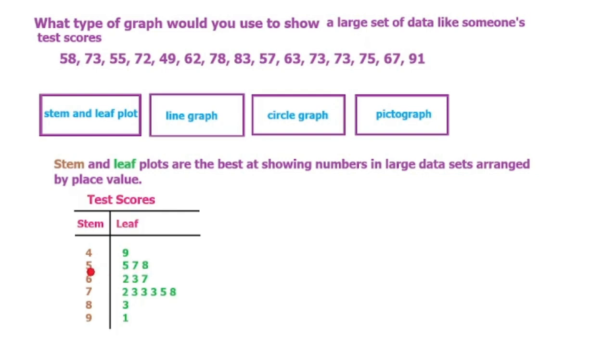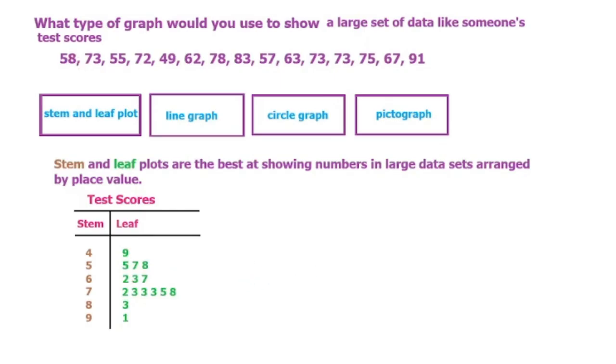So 5 has how many leaves? So there's this one, and this one. So there's 3 of them. So the leaves are going to be 5, 7, and 8. So see how it's 5, 7, and 8?